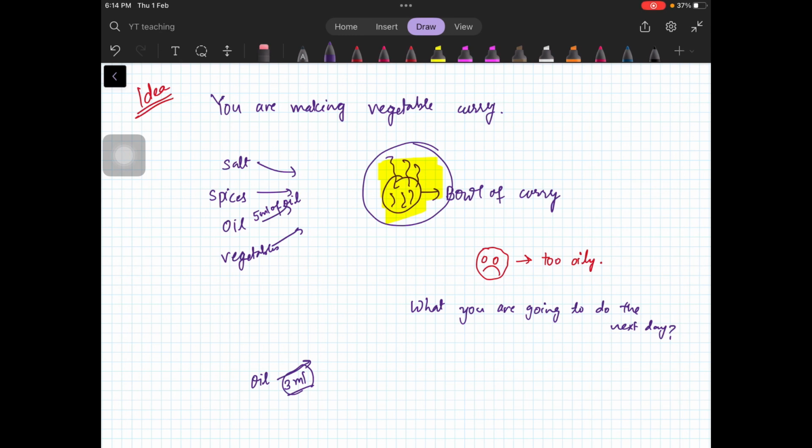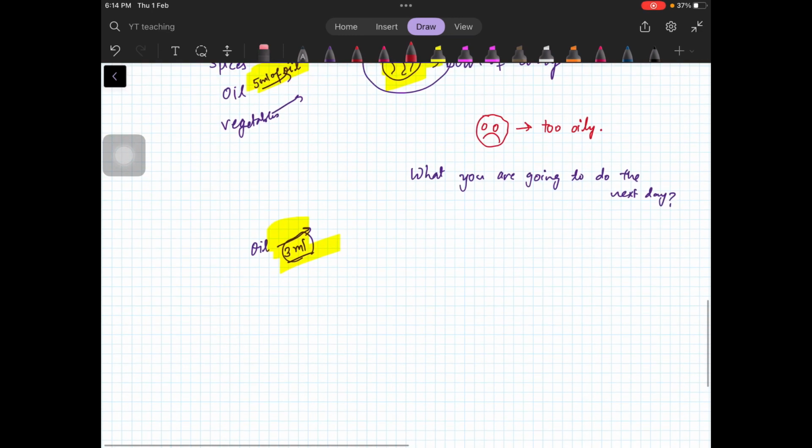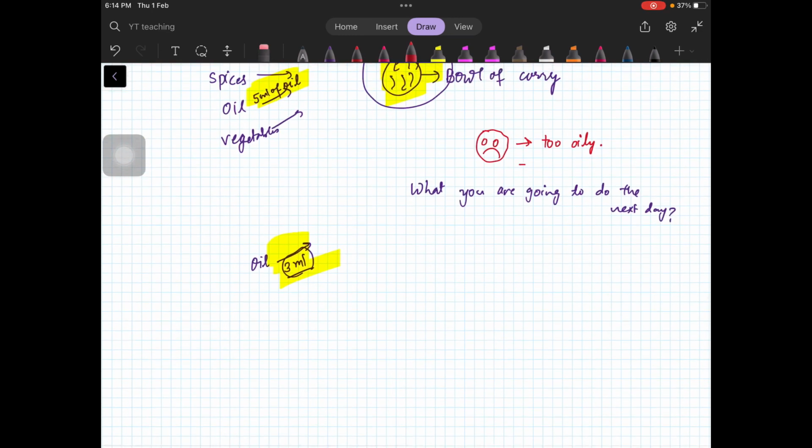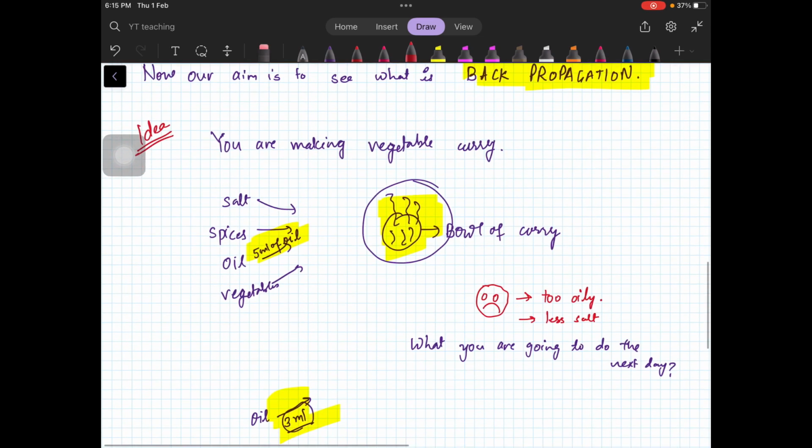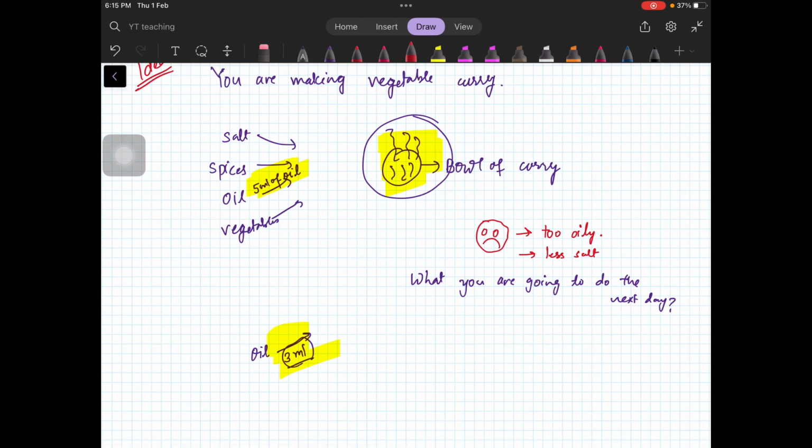So what you have done here is adjust your quantity so that your final output is better. Similarly, suppose you felt that it is less salty. Next time, suppose the salt was 1 spoon, because it was less, maybe you will put 2 spoons or 1.5 spoons, depending on how little salt was in your earlier version, right? And similarly, spices work the same way. So you'll adjust your numbers. After tasting the curry, you will adjust your numbers the next time you make the curry, right?